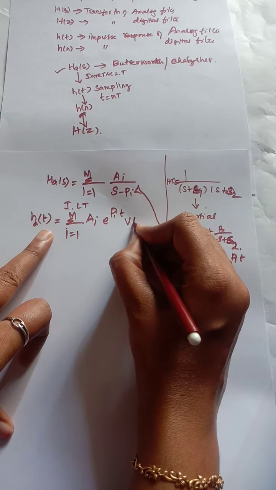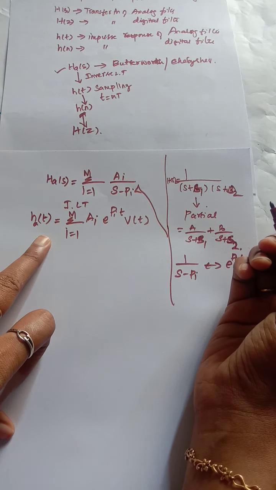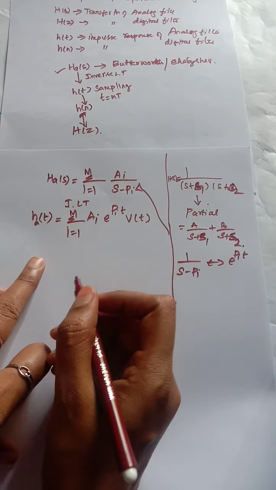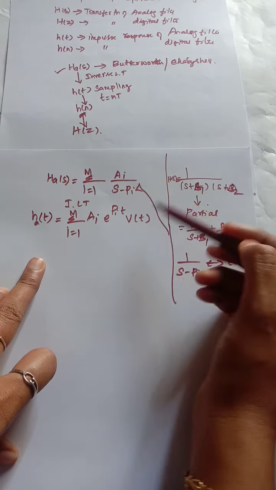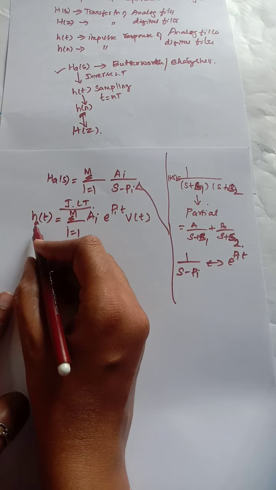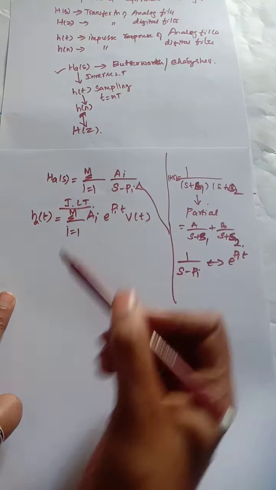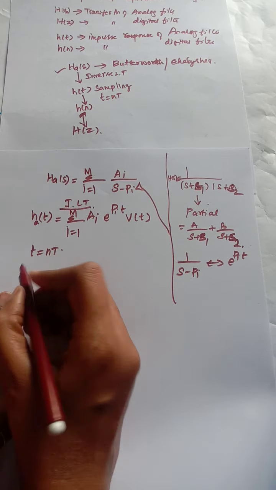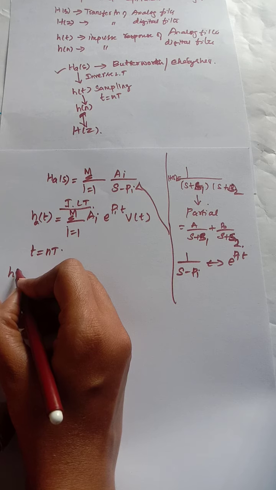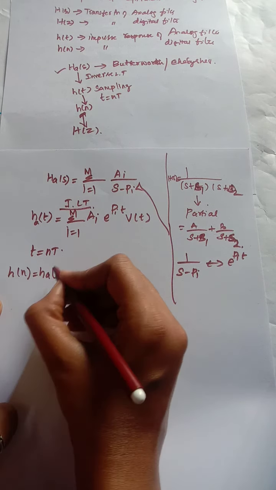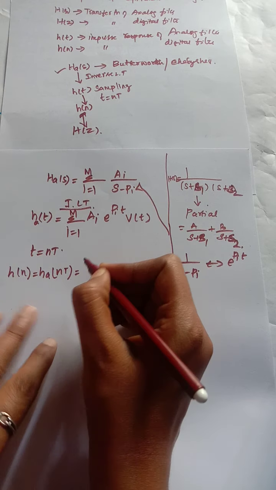Normally, you will write it as u(t). So if it is 1, you will include u(t). The same concept I am including here, so here I have applied the inverse Laplace transform. The next step is that I am going to obtain h(n). I am going to sample this at t = nT, so h(n) is obtained from this by substituting t = nT.